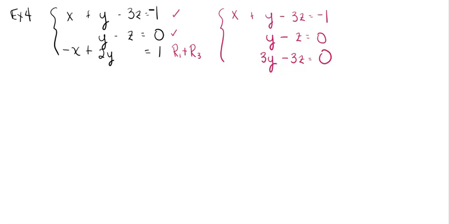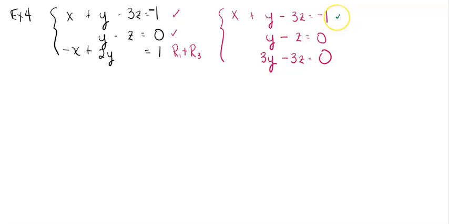Now I've got to do something else with my third row. I don't want my y element in there. I want it to become 0, so I need to do something with it. If I use my first row to do that, I would introduce the x back in there. So I'm not going to use my first row. I'm going to use my second row and my third row to get a new third row.